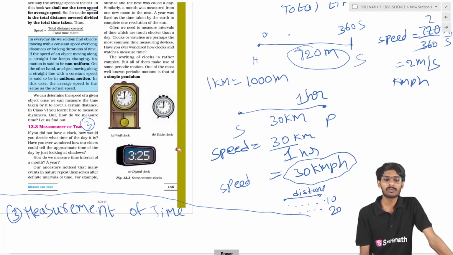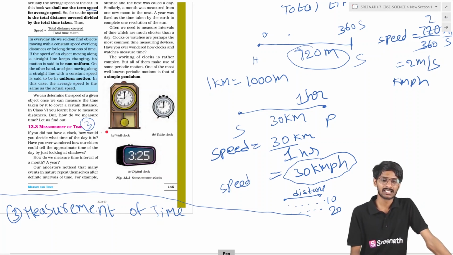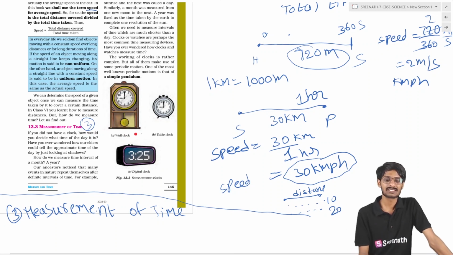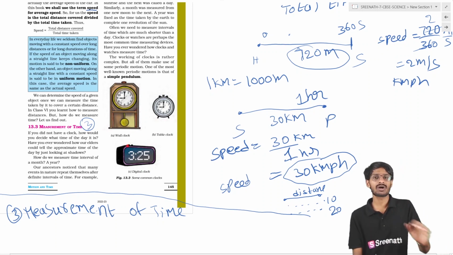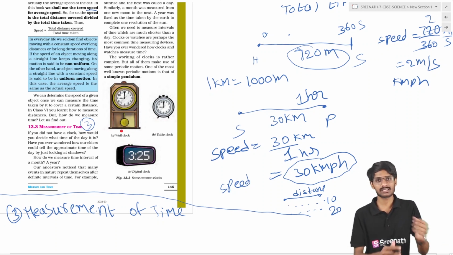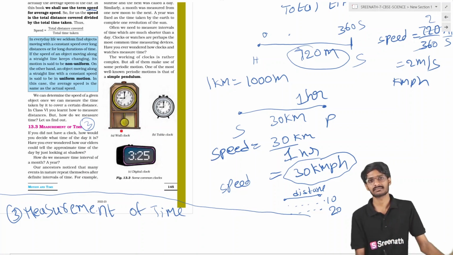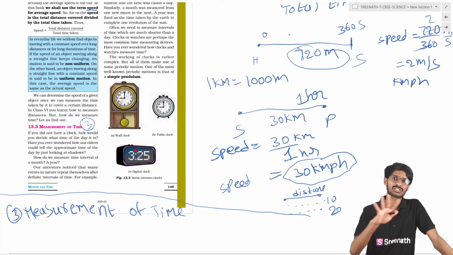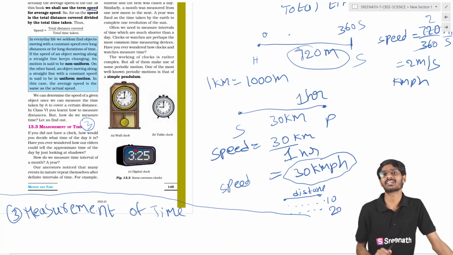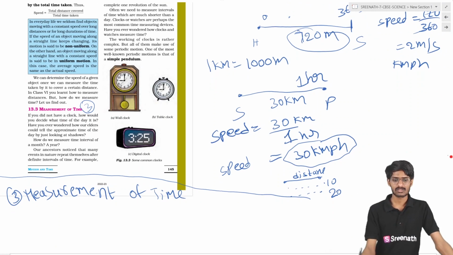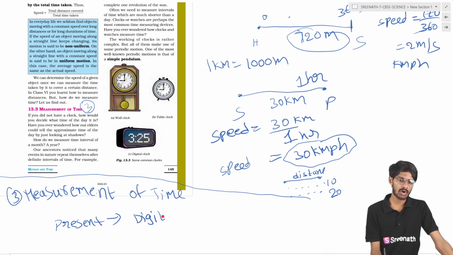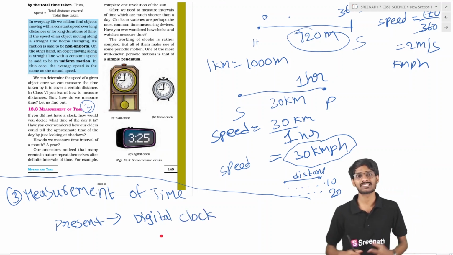Okay, so how will we measure time? Basically, we measure time by watches. There are wall clocks, table clocks, digital clocks, watches, wrist watches, and among wrist watches there are also upgraded watches. All these measure the time. So this is the present generation situation. In the present generation, we are using digital clocks or digital watches or anything.